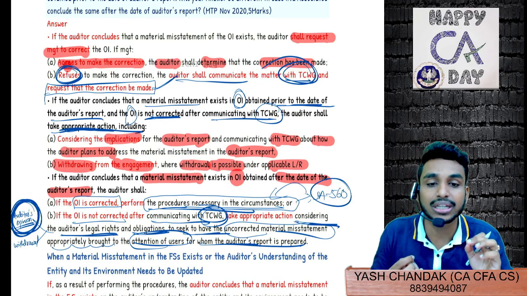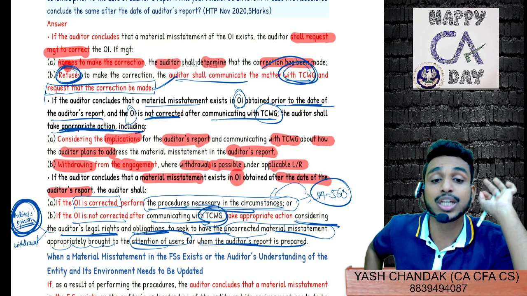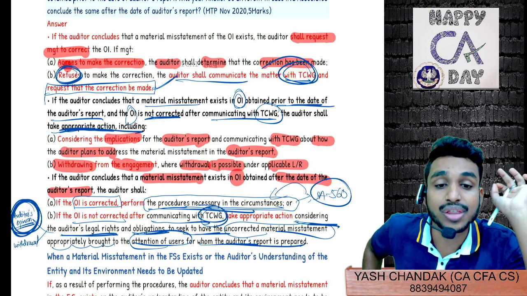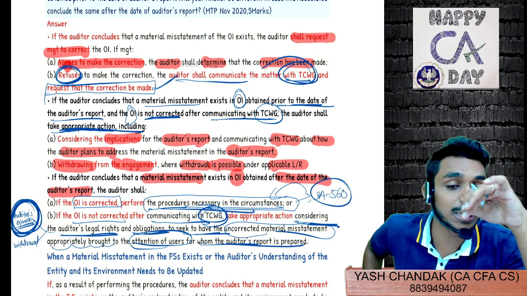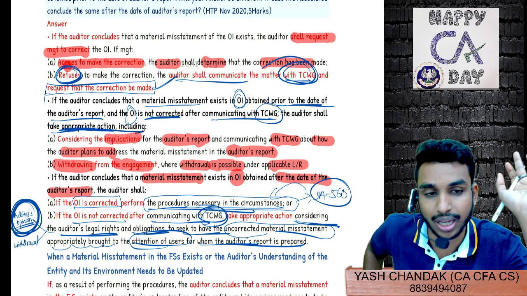Still, if management does not correct the same, then you will have to consider it in your auditor's report and also communicate the same to the TCWG. Plus, check withdrawal. Plus, whether withdrawal has to happen, that also you'll check.